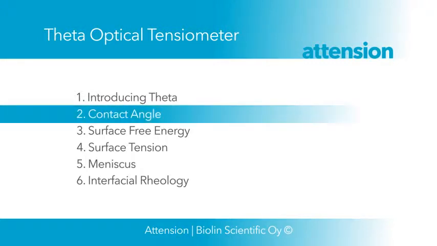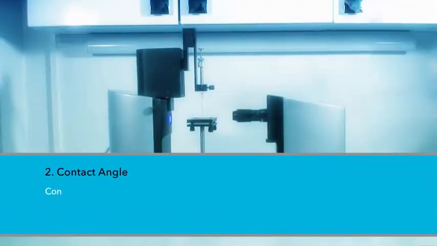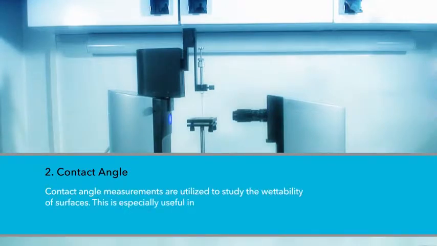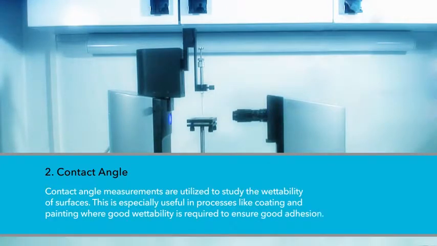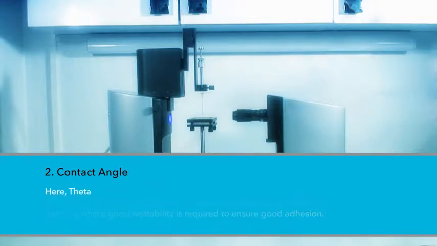We will start with a contact angle measurement. Contact angle measurements are utilized to study the wettability of surfaces. This is especially useful in processes like coating and painting, where good wettability is required to ensure good adhesion.